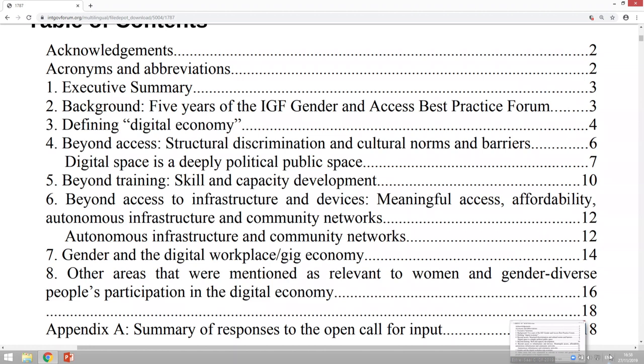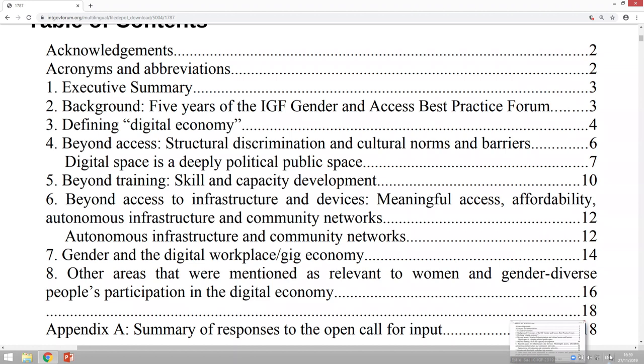Then we have chapter 6, which is looking at access to infrastructure and devices, meaningful access, affordability, autonomous infrastructure, and community networks. So in this chapter, we had the benefit of contributions from people from the community networks movement. The authors for this chapter were Chennai Che and Cynthia Khoury, who was part of the community networks movement. And they have a set of really concrete recommendations on how linking control over infrastructure and service provision creates a platform for more empowered engagement with the digital economy. So women and gender diverse people, not just as users of technology, but actually as drivers and owners of internet services at a community network level in particular, but there are also other models.